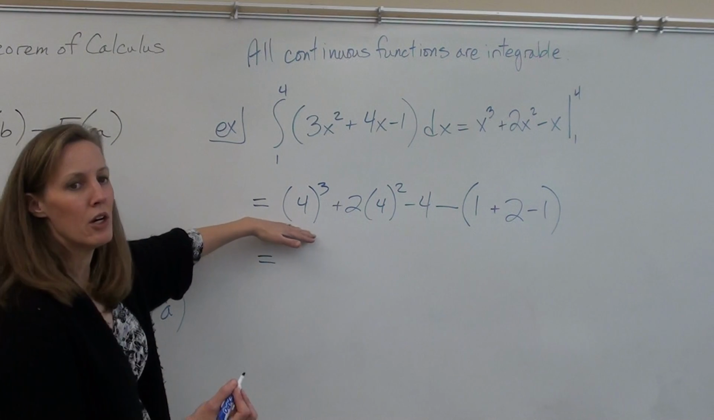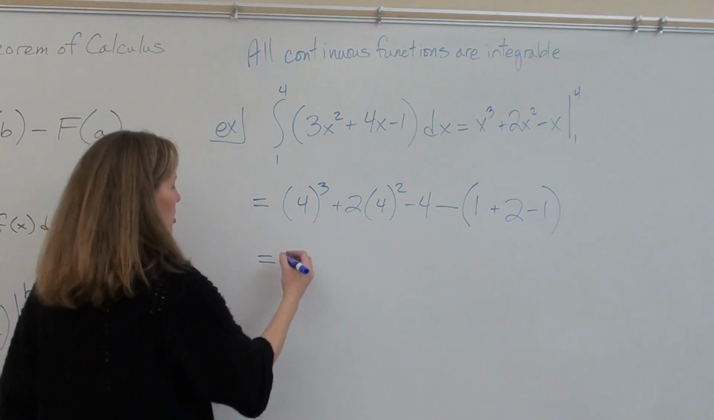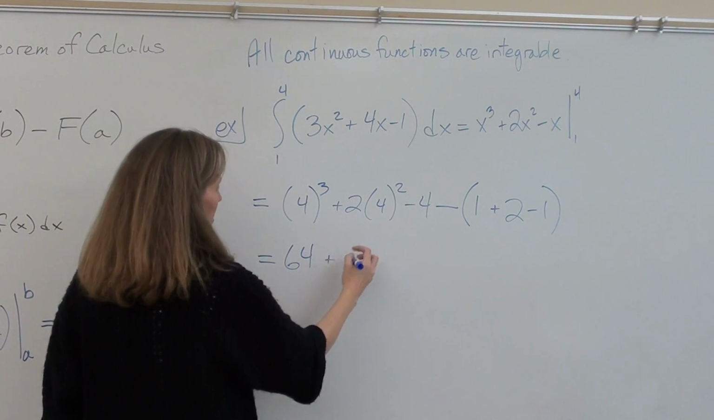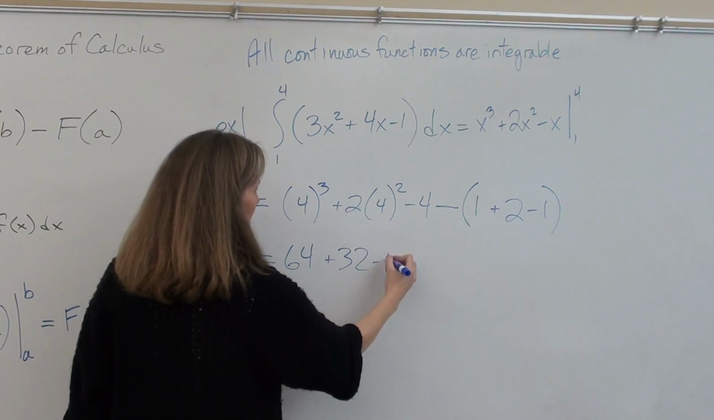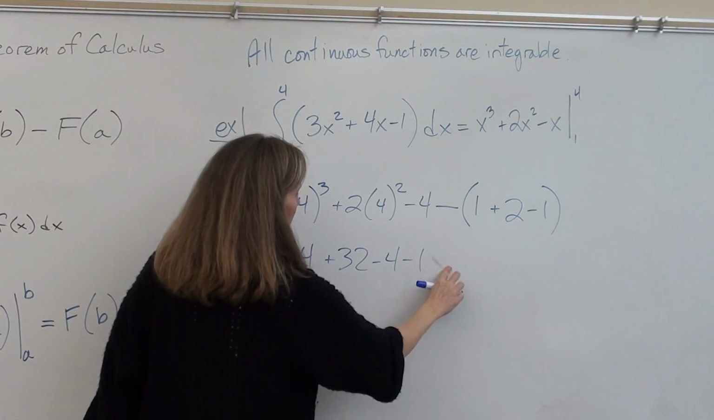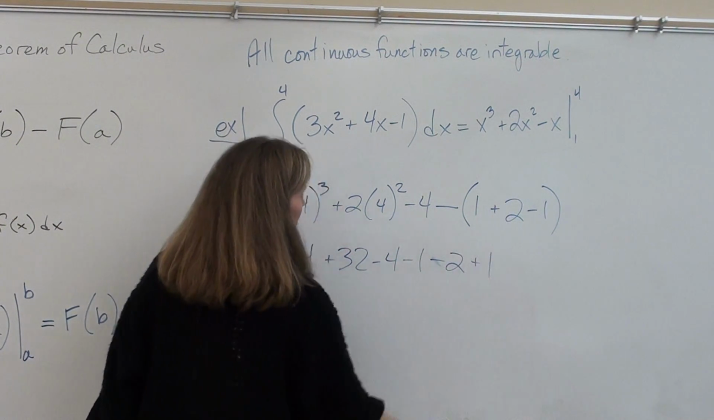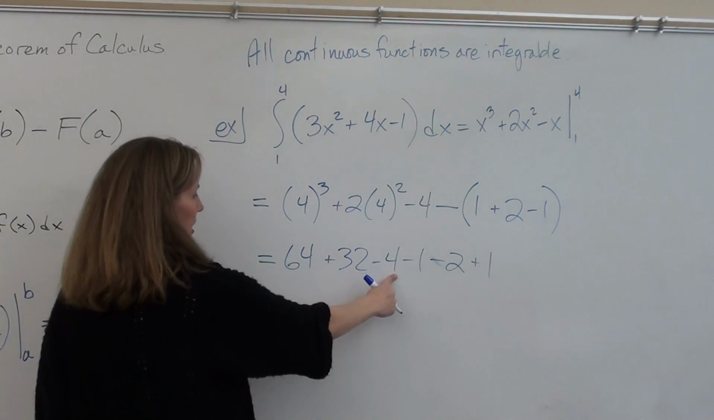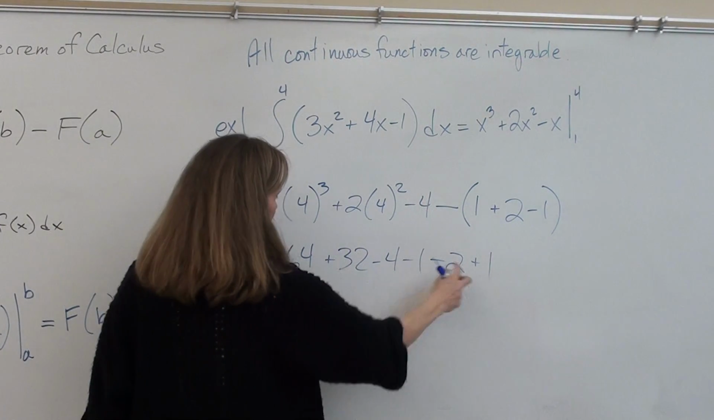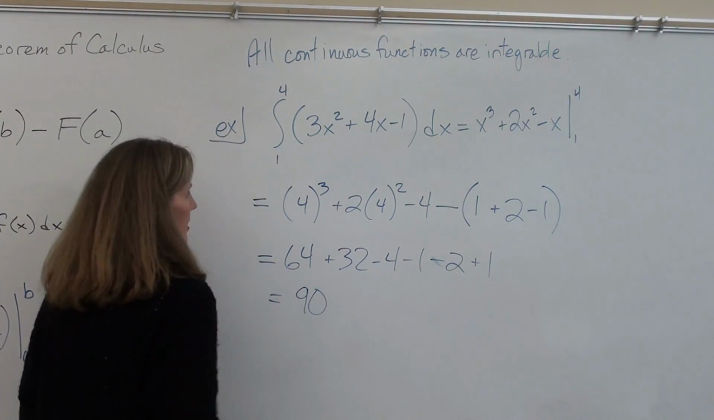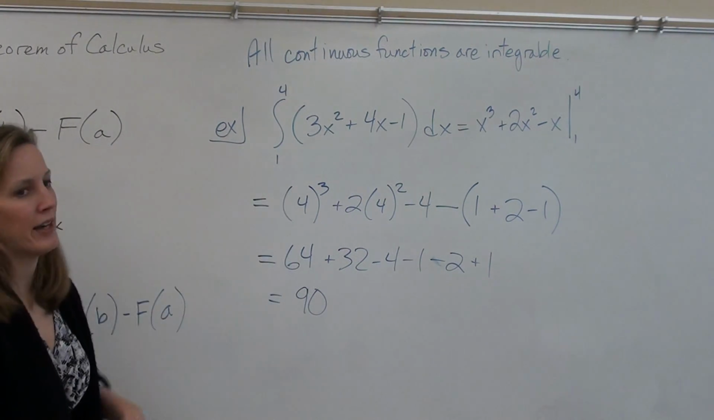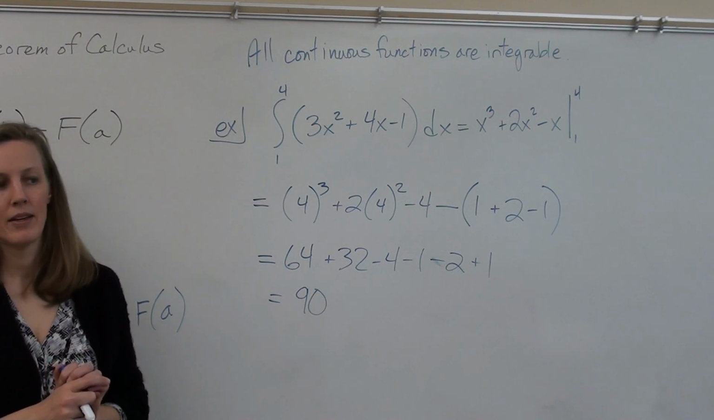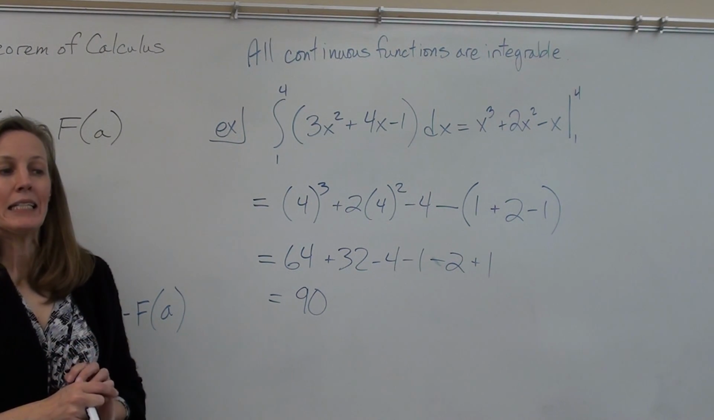Okay, so we've got, and then you just do it. So 4 cubed, you have 64 plus 32 minus 4 minus 1 minus 2 plus 1. And just add them together. So you get 96, 92, 91, 89, 90. That is the value of that integral. That's the area under the curve of that thing.